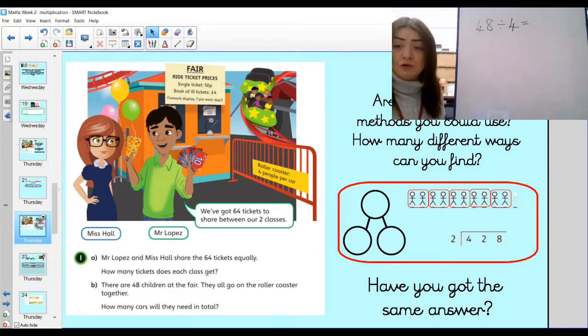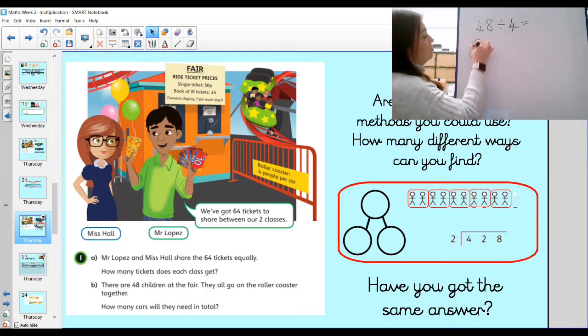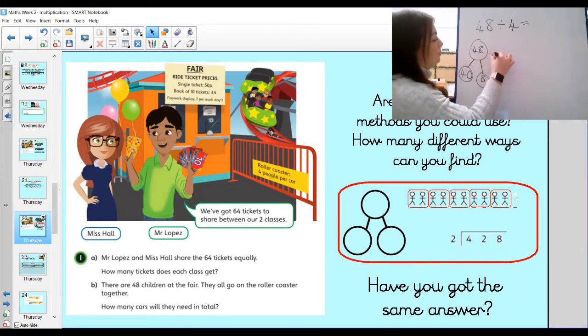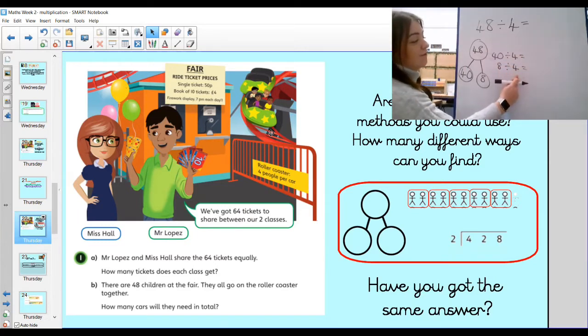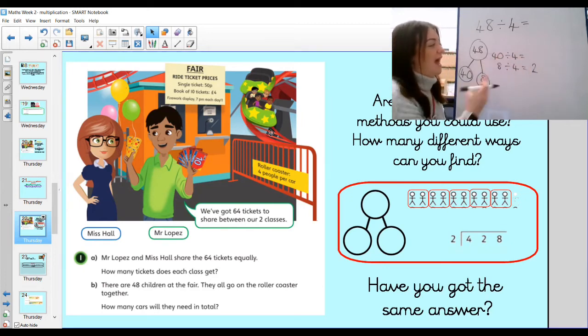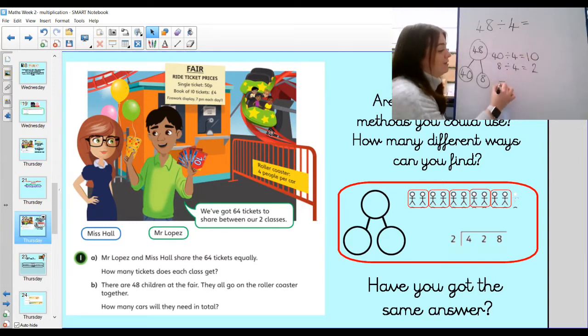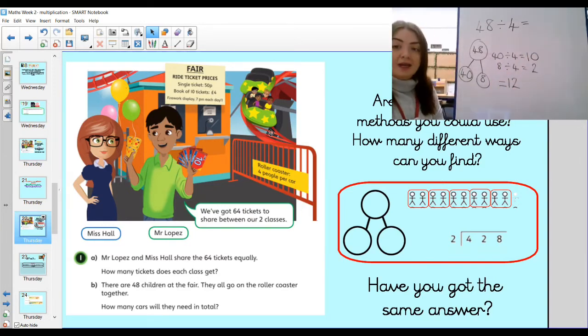I'm not going to do my sharing or grouping because that's going to take me a very long time and my arm is still aching from the last question. So I'm just going to go straight away, 48. I partition my larger number into 40 and 8, and I divide each part by 4. I already know that straight away because that's my times tables. 4 times 2 is 8. I'm using my inverse there to help me. Now, 4 times something is 40. How many lots of 4 go into 40? I know straight away that that is 10. So my answer from my partitioning method should be 12.